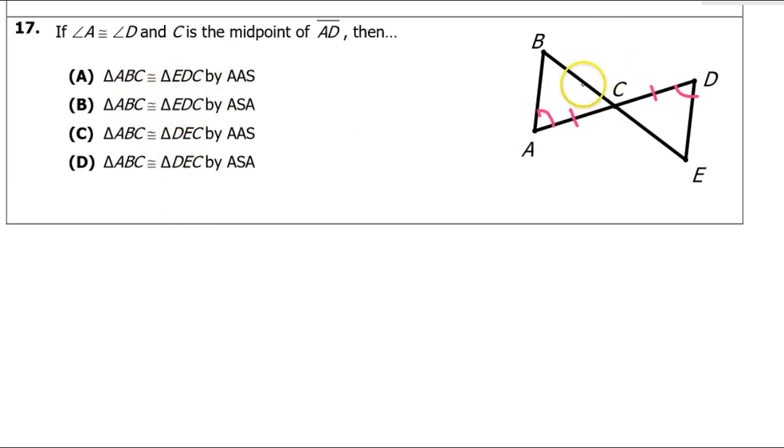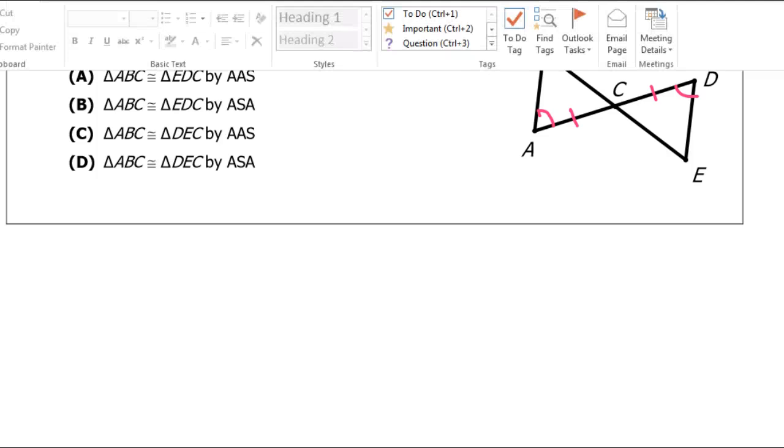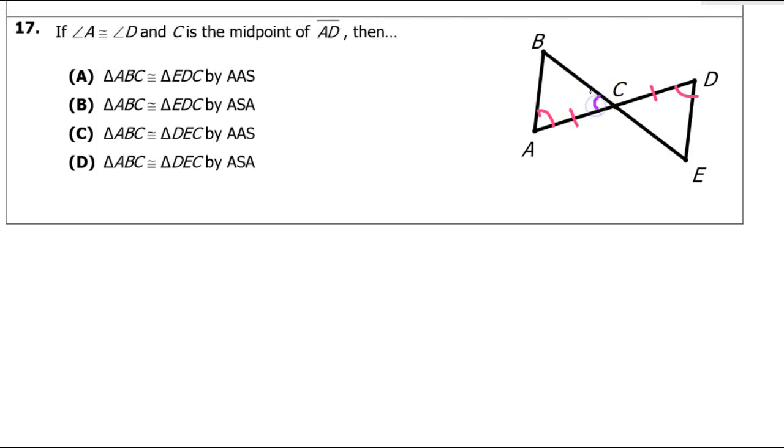Well, we're missing one extra piece of information other than just what's given. We know that this angle and this angle will also be congruent because they are vertical angles, and vertical angles are always congruent. So these triangles will be congruent by angle, side, angle. Okay, because we have an angle, a side, and an angle. So that narrows it down to either B or D. Both of these say angle, side, angle.